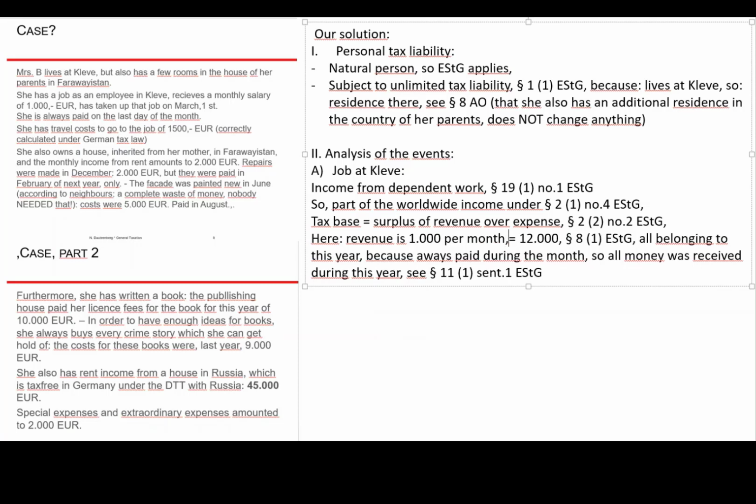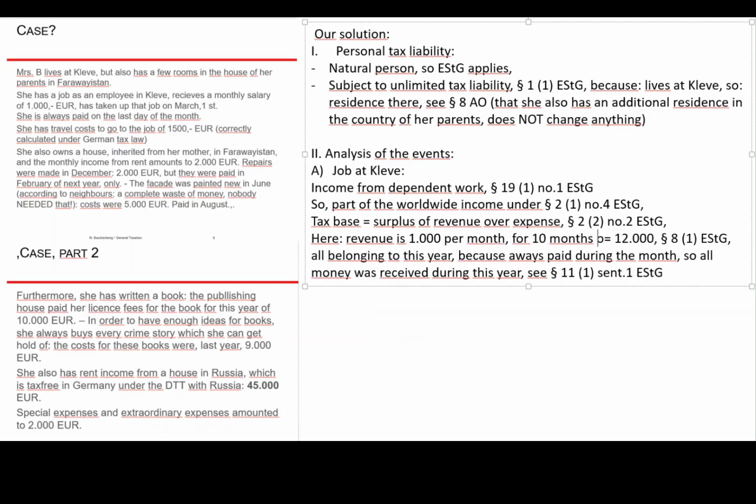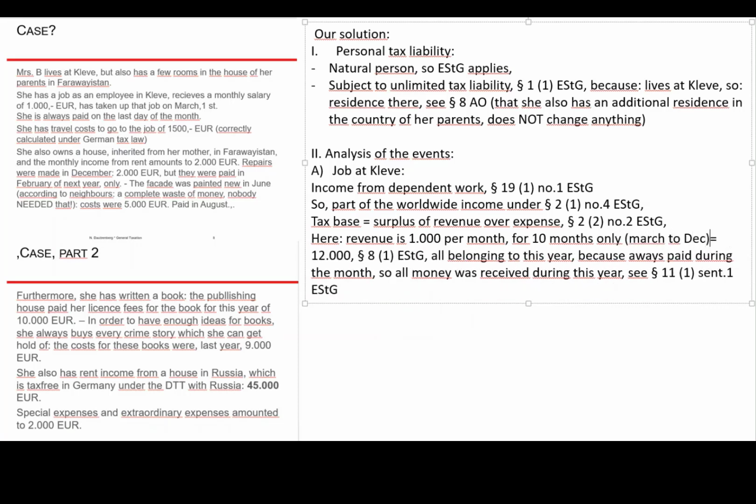Now I made a mistake and let's change that for 10 months only, March to December, so it's only 10,000 euro, which she received from the job. Here you directly see which mistakes from carelessness you can make.